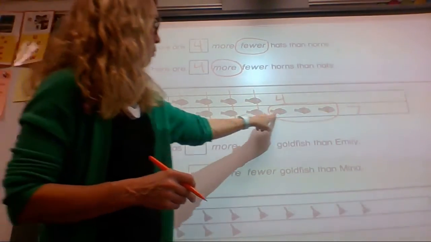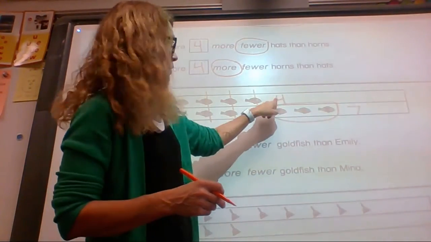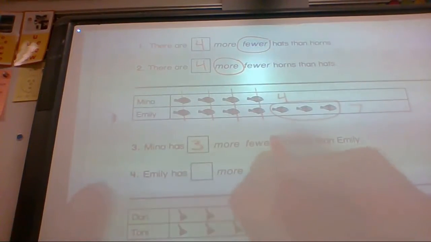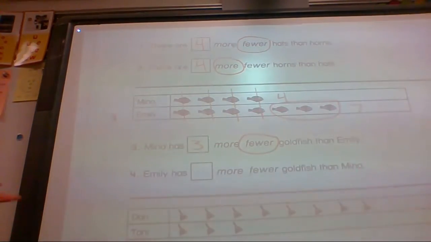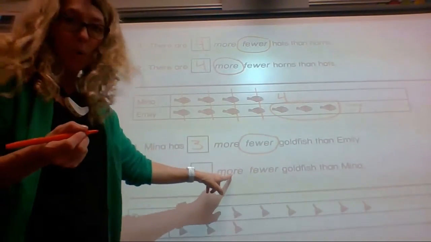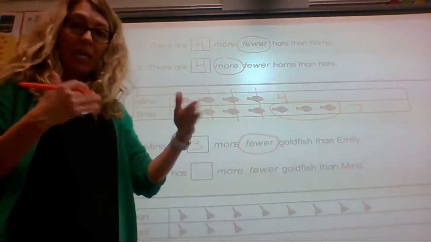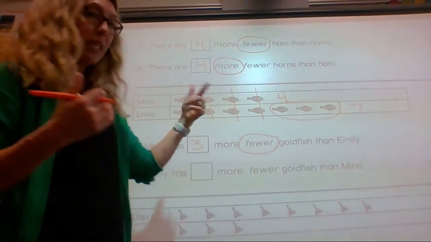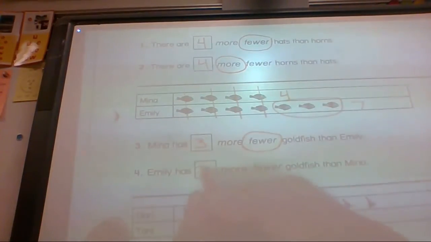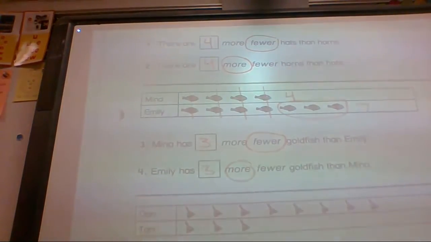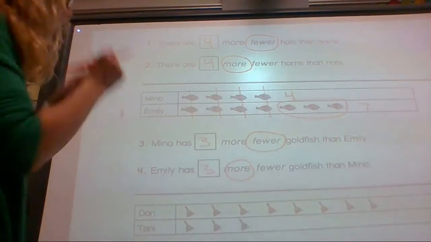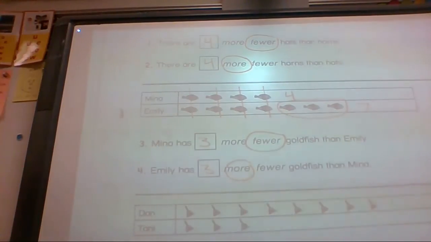Does she have more or fewer goldfish than Emily? Mina has 3 fewer, because she has 4 and Emily has 7. So 3 fewer. So that must mean that Emily has 3 more. Okay? It has to be the opposite. So if Mina has 3 less, then Emily has 3 more goldfish than Mina. All right, is this starting to make sense? Let's look at our last example.